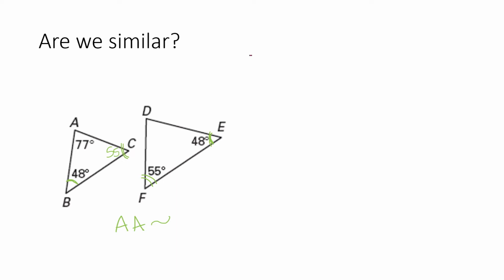So once I know they're similar, again, we've got to make that similarity statement. So triangle ABC would be similar to triangle DEF: A goes with D, B goes with E, and C goes with F. So again, once I showed that they had two sets of congruent angles, I was able to show that the two triangles as a whole would be similar to each other.